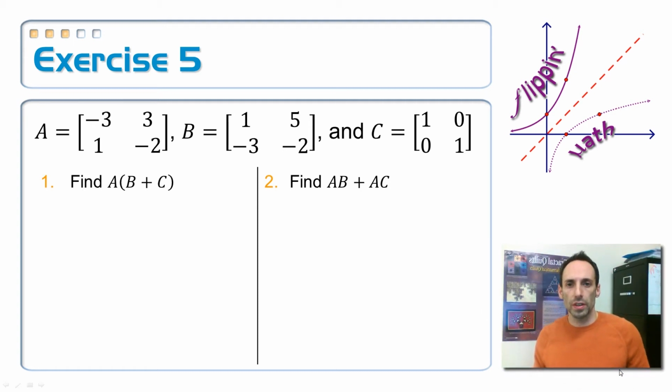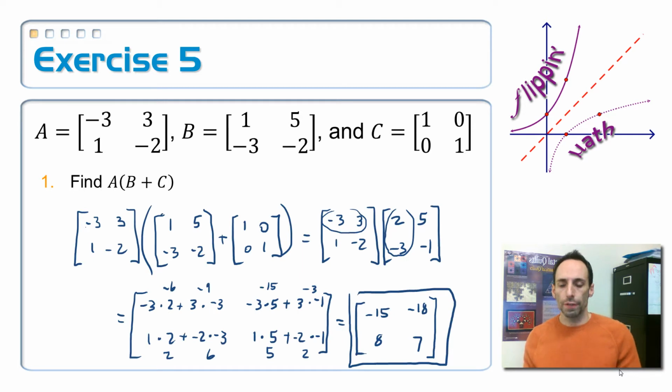Okay, so what did you find? Did the distributive property work? Let's see here. So on the first one, doing order of operations, you have to add the two that are in the parentheses first and then do the multiplication. When you do that, there's the answer: negative 15, negative 8, 8, 7.